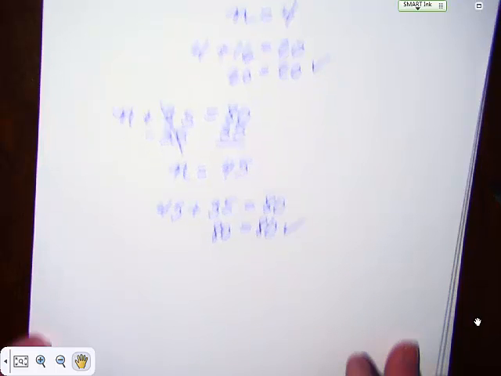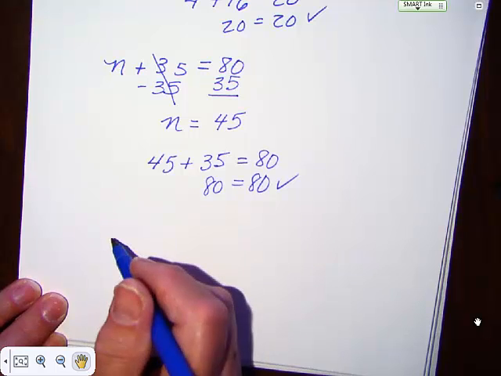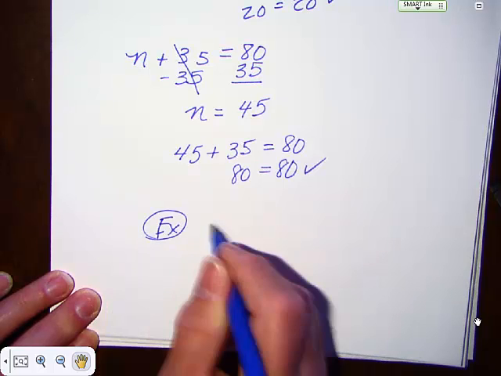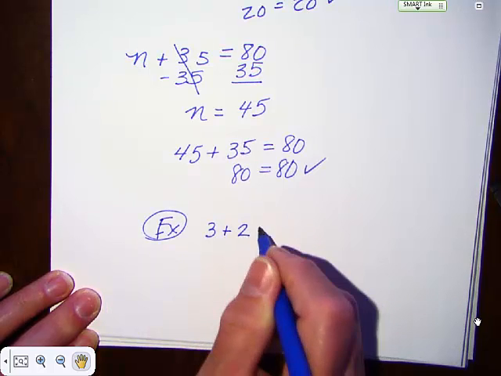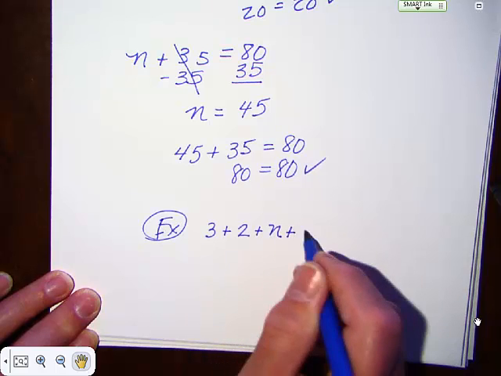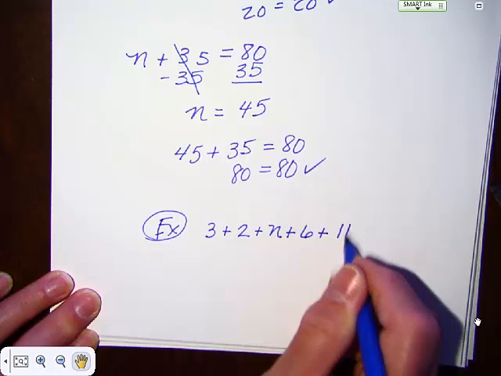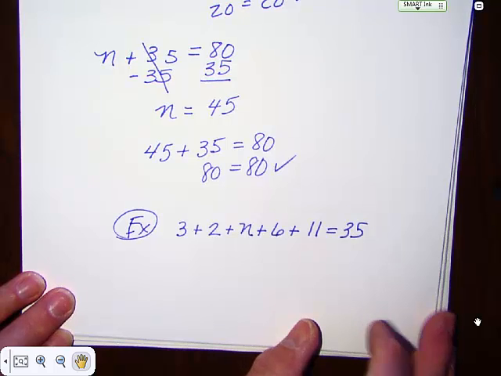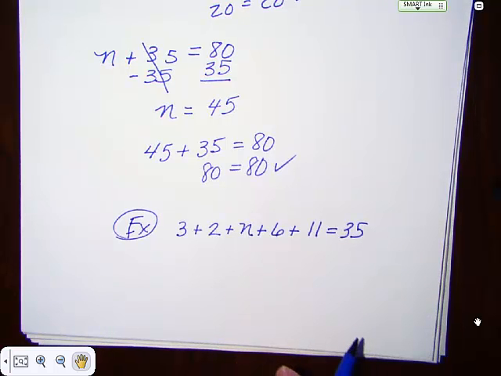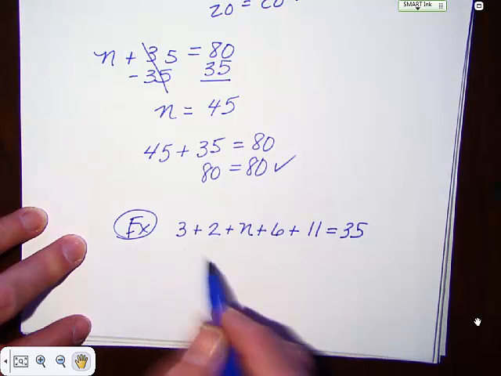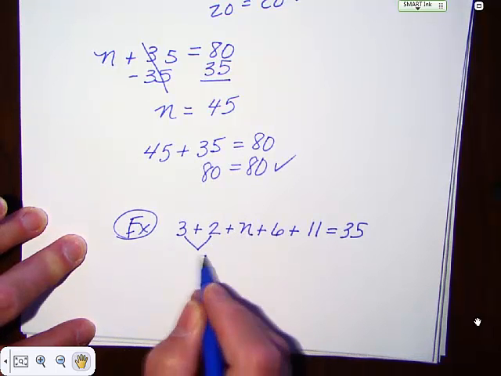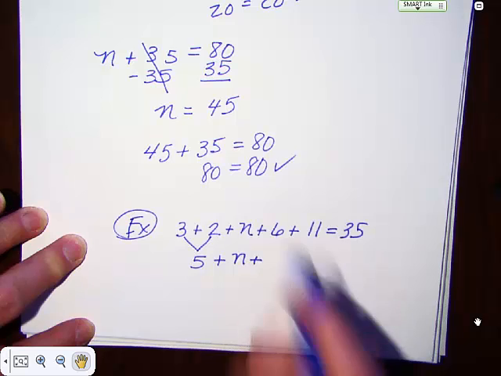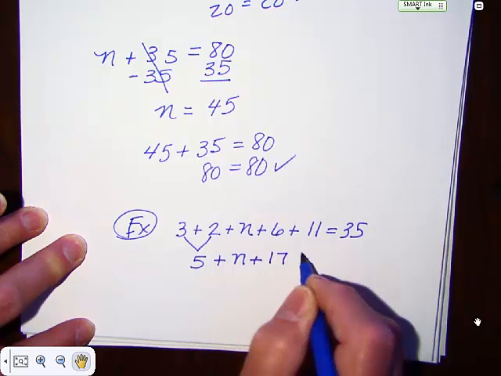Okay. And we can have it in a long string of numbers. For instance, you could have it like this. Here's another example. 3 plus 2 plus n plus 6 plus 11 equals 35. Now, we want to find n. Now, there's a whole lot of numbers on that left-hand side, so let's combine a few of them. We could take 3 and 2 together, and that's 5 plus n plus 6 and 11, I think is 17, isn't it, today? Equals 35.